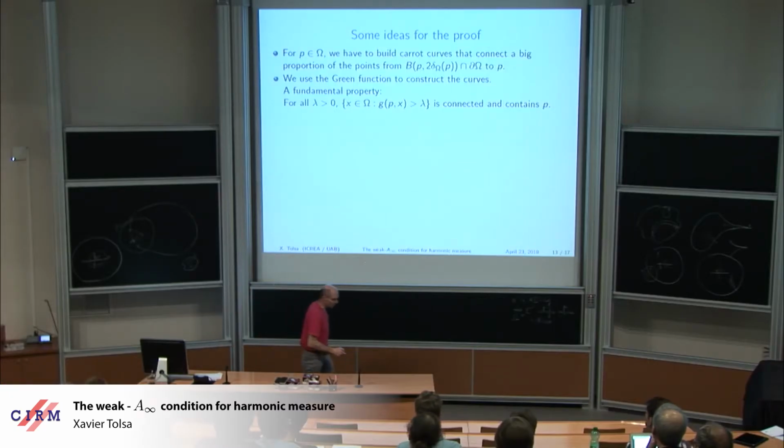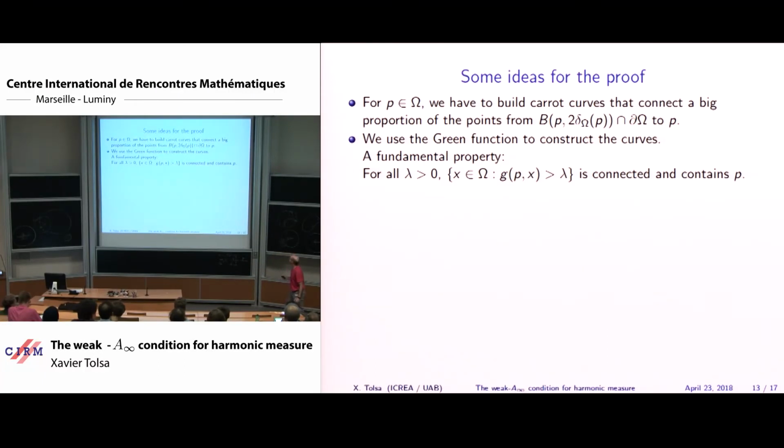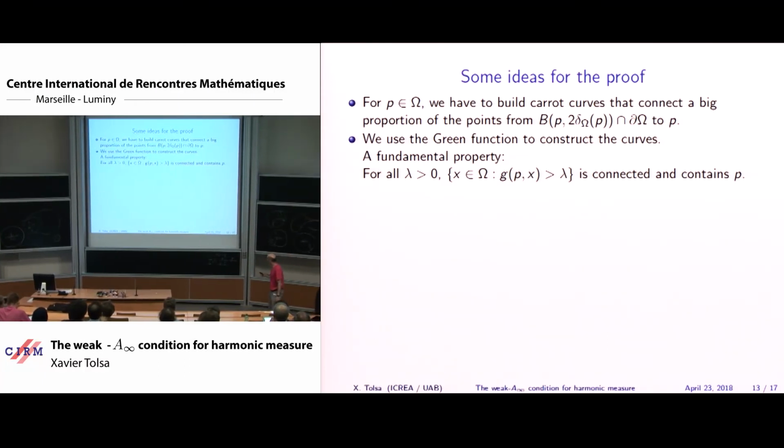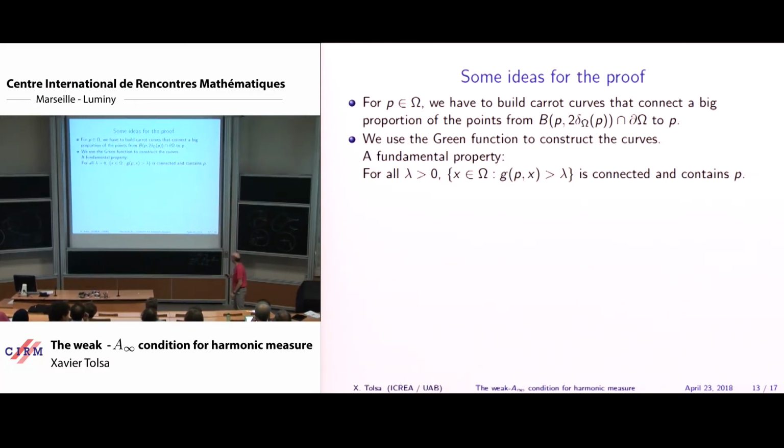So then each connected component should contain the point P. And so there is only one connected component. Okay, so this is an easy proof.